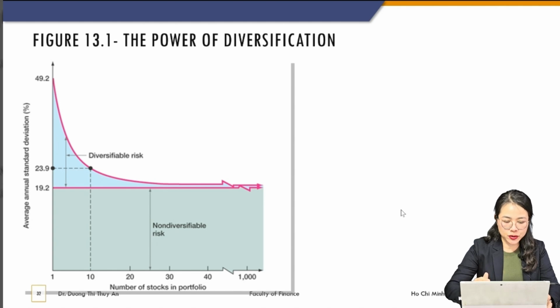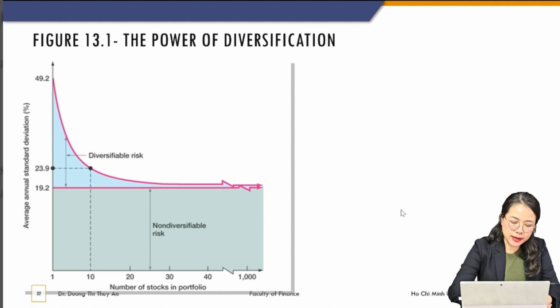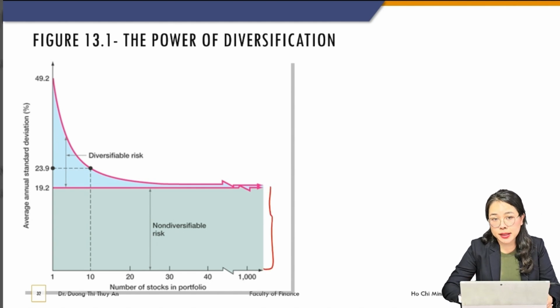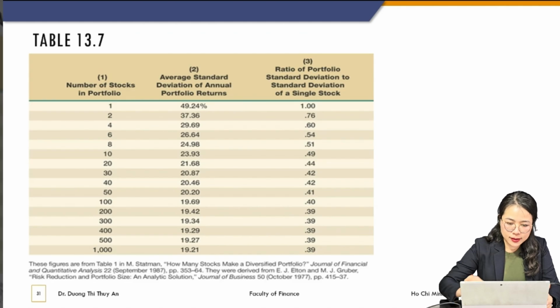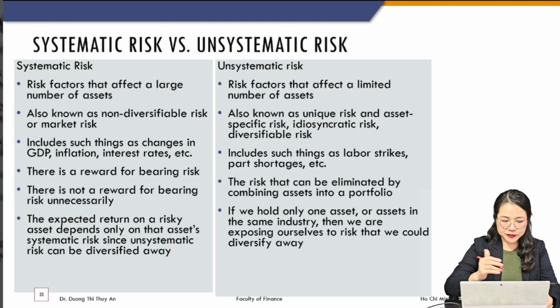I mean, we cannot reduce it further. There's a certain level of risk that, whatever stock you include in your portfolio, stays there. It does not diversify away. So we call this kind of risk systematic risk, and this other amount of risk is diversifiable risk or unsystematic risk. Okay, and look at this difference between systematic risk and unsystematic risk.